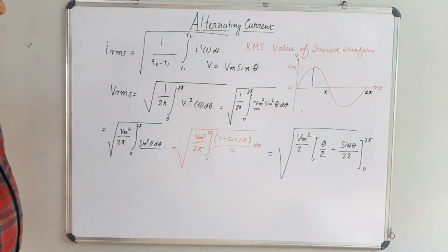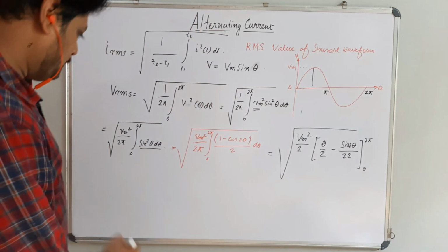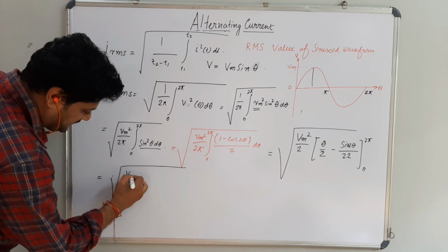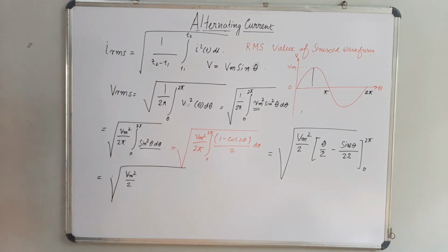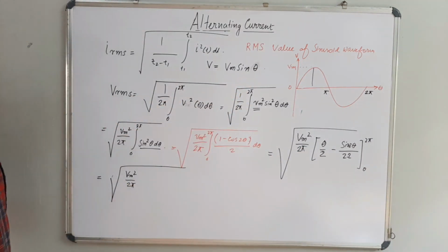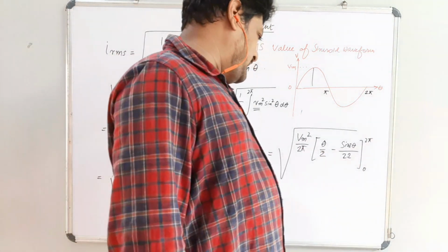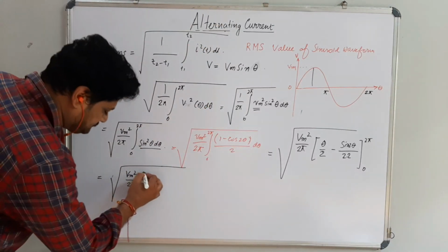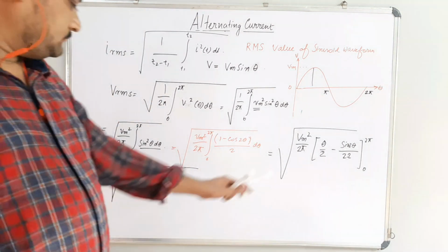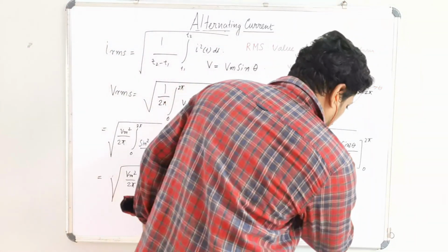Now put the limit: Vm square by 2 pi, integral theta by 2 minus sine 2 theta by 4. If you put theta as 0, that is 0. If you put theta as 2 pi, that is 2 pi by 2 minus 0, minus sine 2 theta by 4.